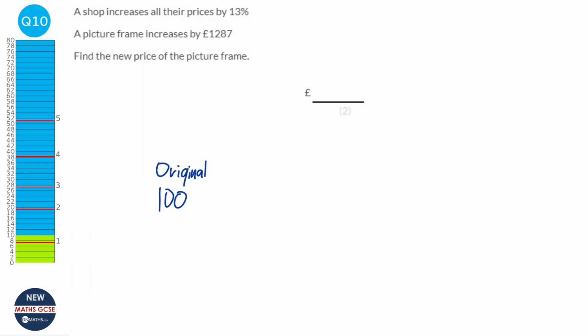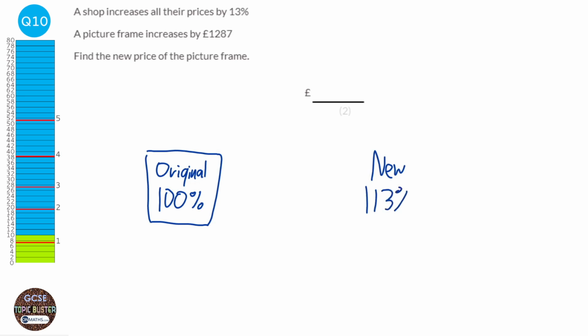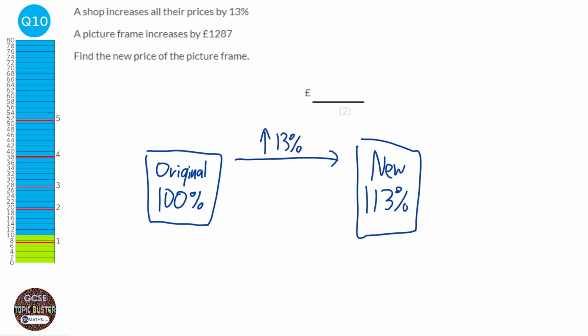So we have an original amount, and this represents 100% of the original amount. The new price, or new amount, represents 113% because it has said that it has gone up by 13%. So it has increased by 13%. And as a value, that increase is £1,287.